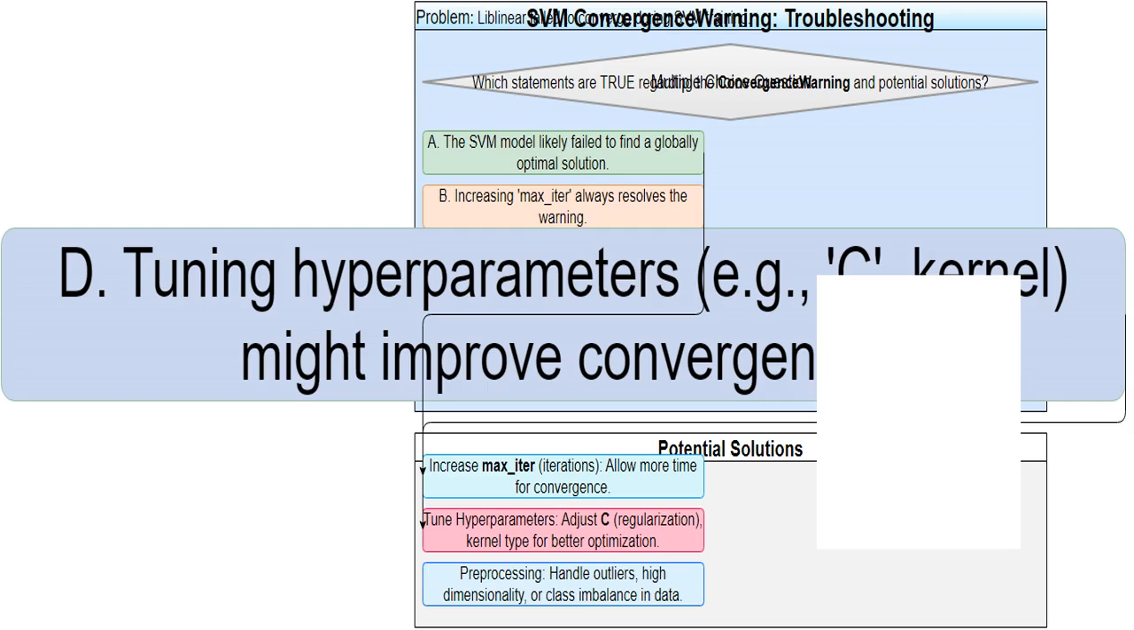This is absolutely true. The C hyperparameter controls the trade-off between fitting the data perfectly and keeping the decision boundary simple, while the kernel determines how data points relate to each other. Improper settings here can make convergence difficult. It is like adjusting the person's step size or providing them with a better map of the valley.